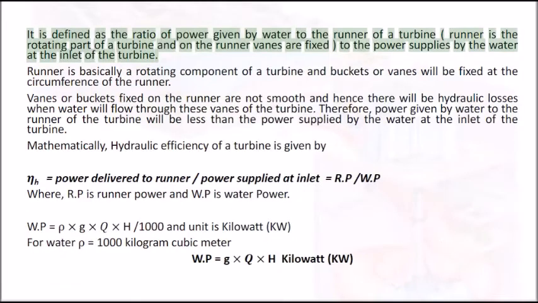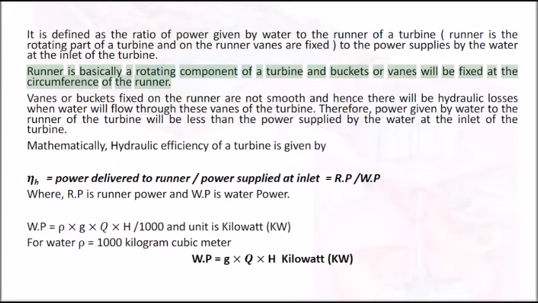It is defined as the ratio of power given by water to the runner of a turbine. The runner is the rotating part of a turbine, and on the runner vanes are fixed, to the power supplied by the water at the inlet of the turbine. The runner is basically a rotating component of a turbine, and buckets or vanes will be fixed at the circumference of the runner.